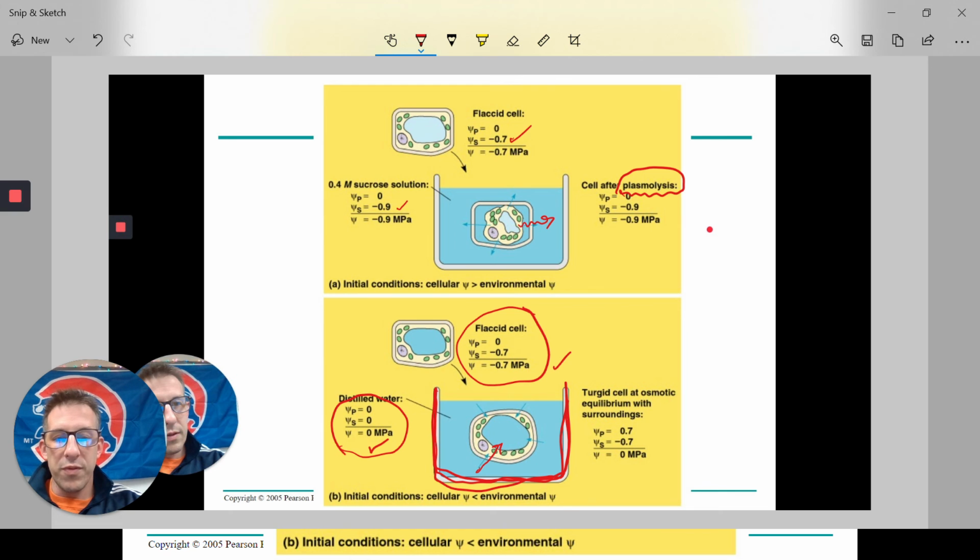Water will move from areas of higher water potential to areas of lower water potential. Okay, so it's going to move from here in the distilled water where it's high to in here where it's low. Okay, so that's why it's good to feed plants distilled water. You don't want to feed them sugar water. You're not doing them a favor. You're not giving them like a boost. You're actually sucking the water out of them. So just feed them distilled water and they'd be happy.